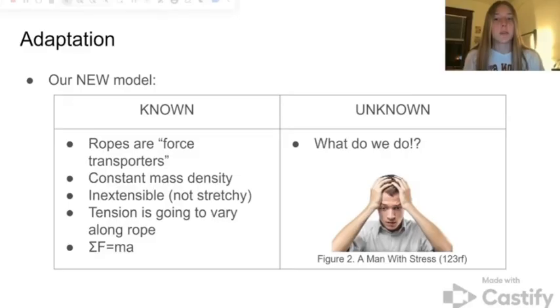Our new scenarios are going to have constant mass density. So we know that the ropes aren't going to be lumpy, have any knots, or be heavier at one end or anything. It's going to be uniform throughout the entire length. They're still inextensible, and because the rope has mass, now the tension is going to vary along the rope.